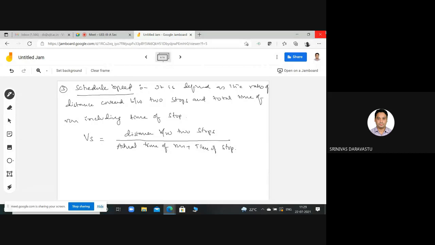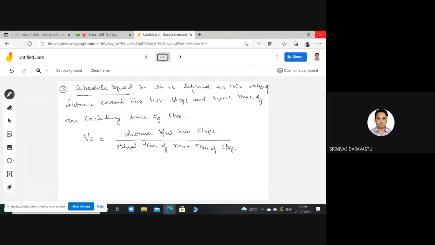But in actual case, the schedule speed is always smaller than the average speed. It is also a very, very important question. The scheduled speed is always less than the average speed. The difference is large in case of urban and suburban services, and it is negligible in case of mainline services.